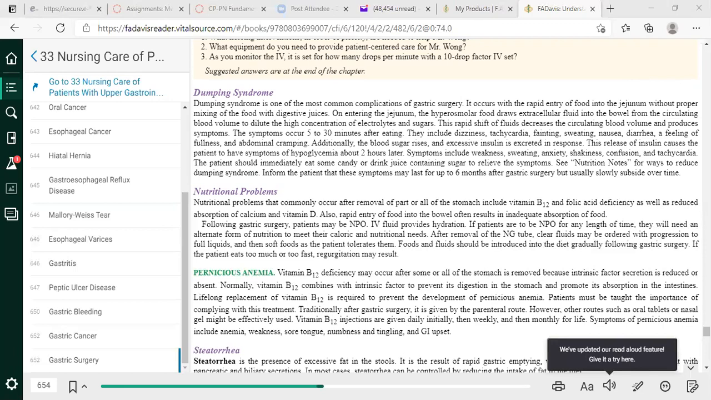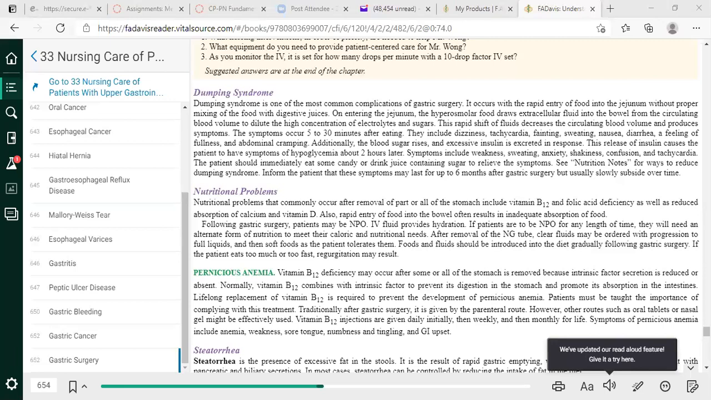Additionally, the blood sugar rises and excessive insulin is secreted in response. The release of insulin causes the patient to have symptoms of hypoglycemia about 2 hours later. The symptoms include weakness, sweating, anxiety, shakiness, confusion, and tachycardia. The patient should immediately eat some candy or drink juice containing sugar to relieve the symptoms. See nutrition notes for ways to reduce dumping syndrome. Inform the patient that these symptoms may last for up to 6 months after gastric surgery, but usually slowly subside over time. Yep, so dumping syndrome is huge.